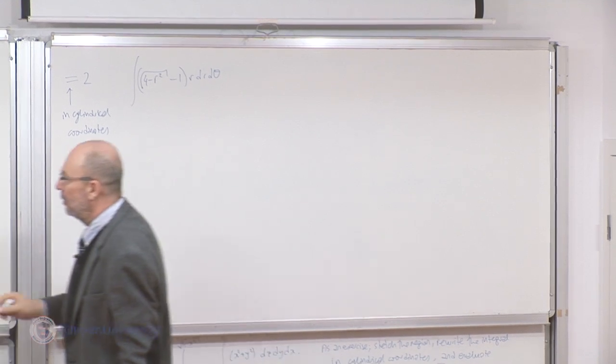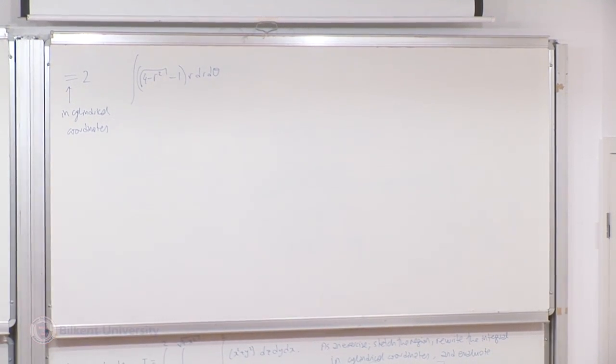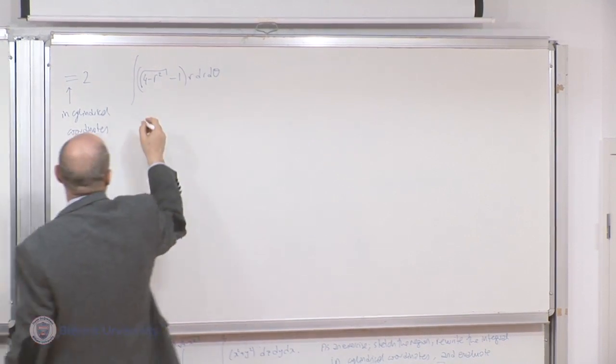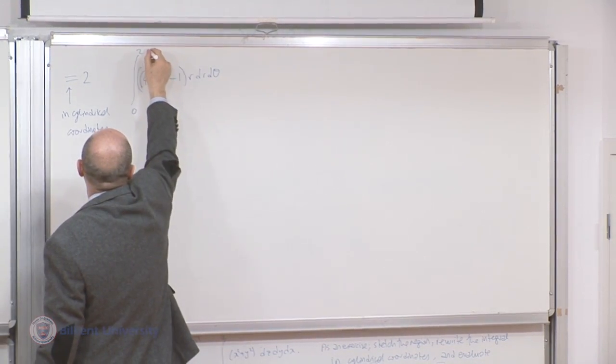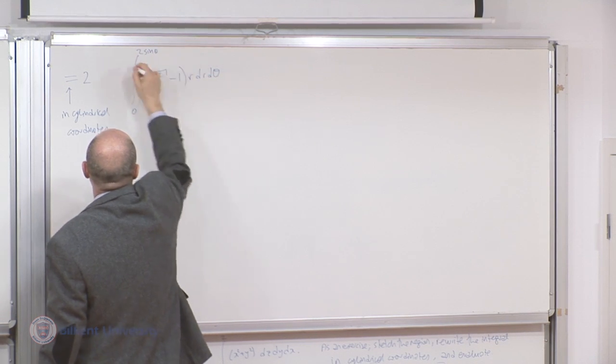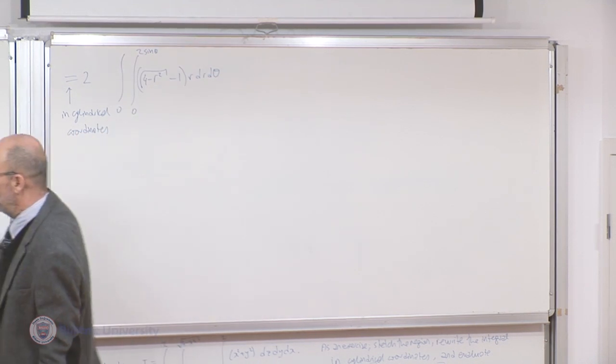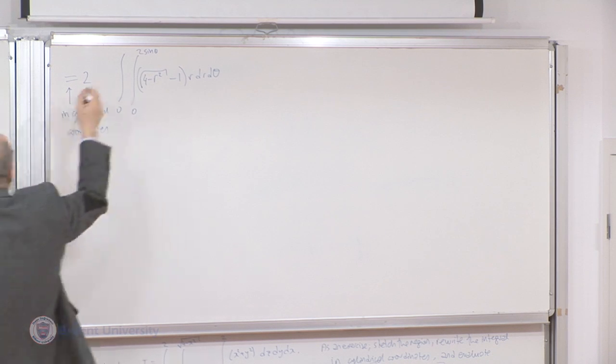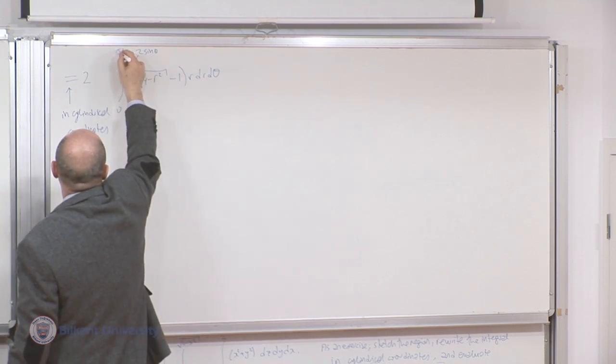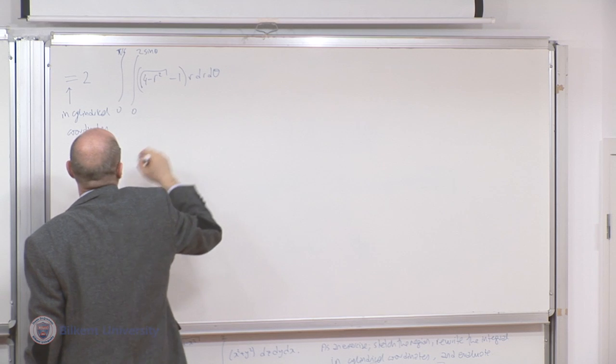Now, r goes from 0 to 2 sine theta, and theta changes from 0 to pi over 6. This is the first part.